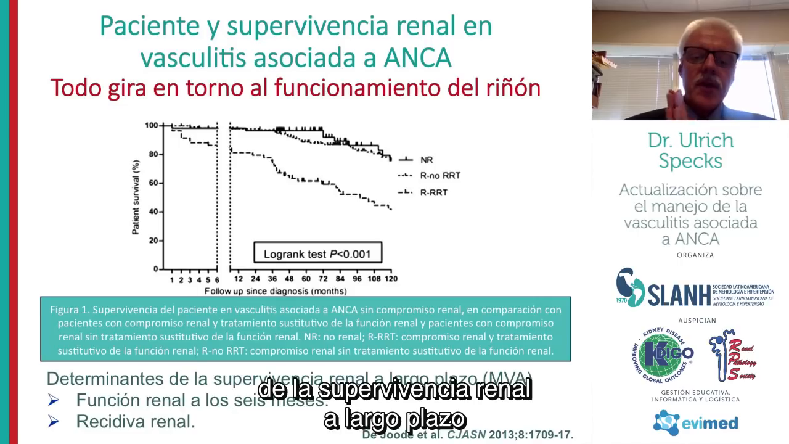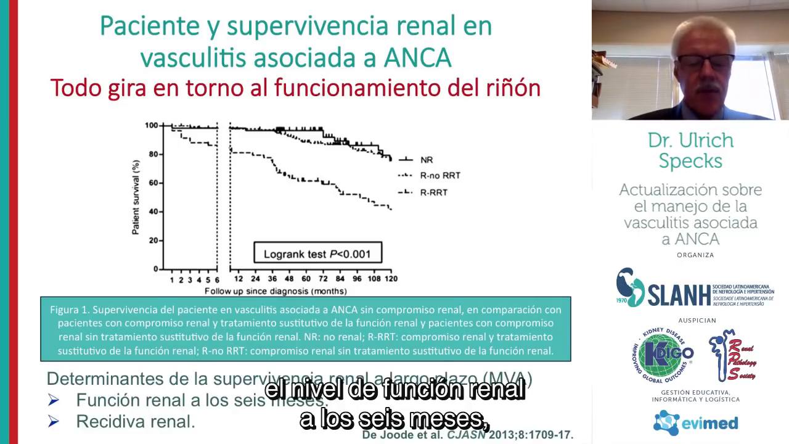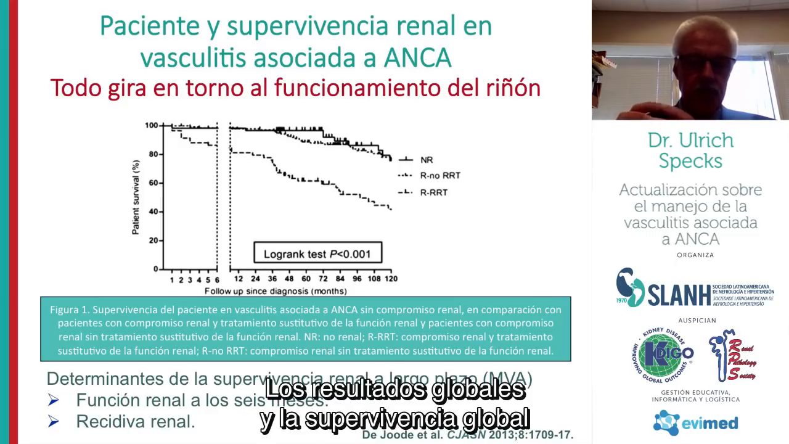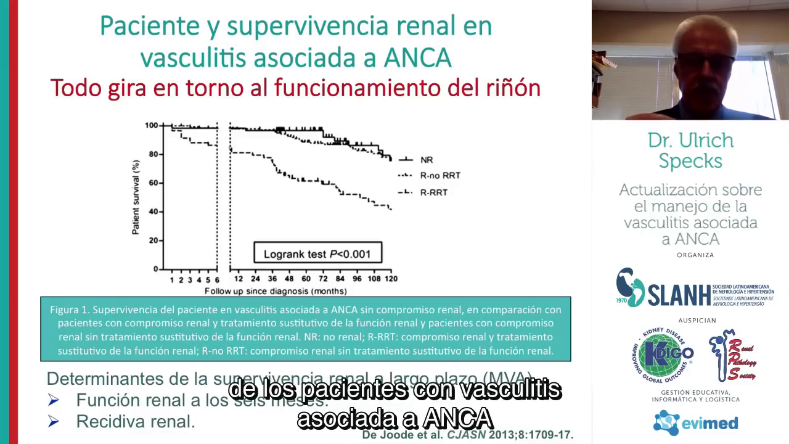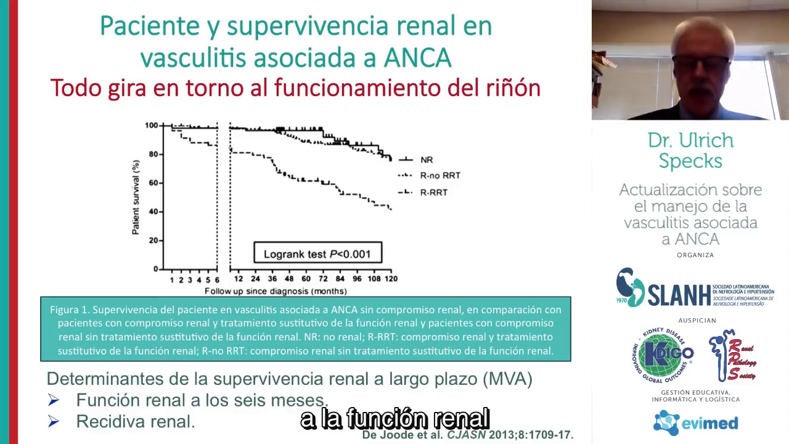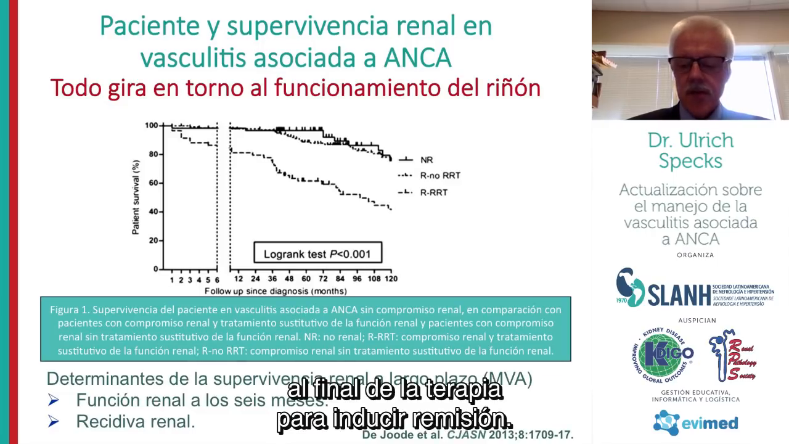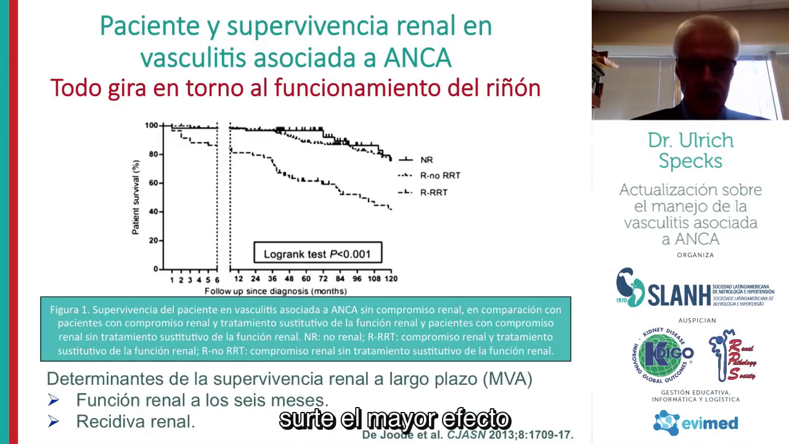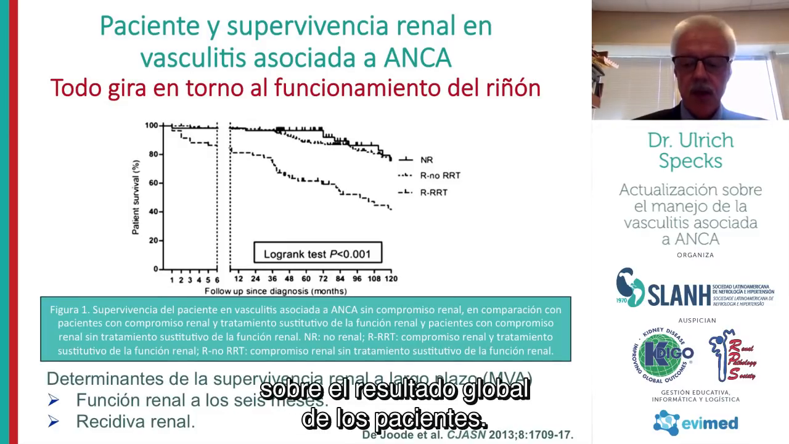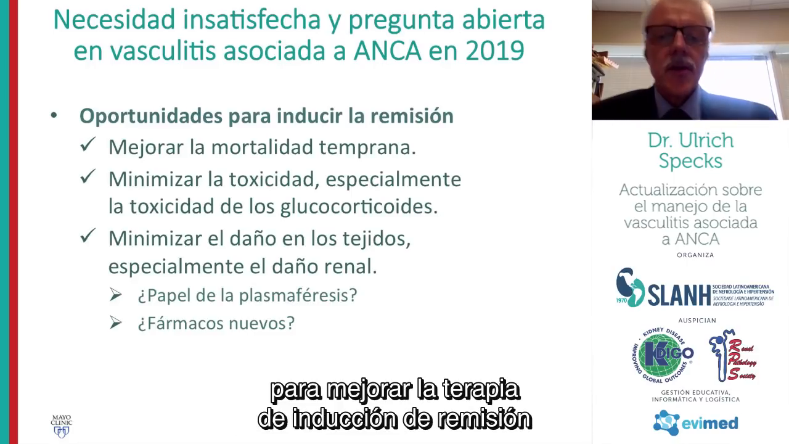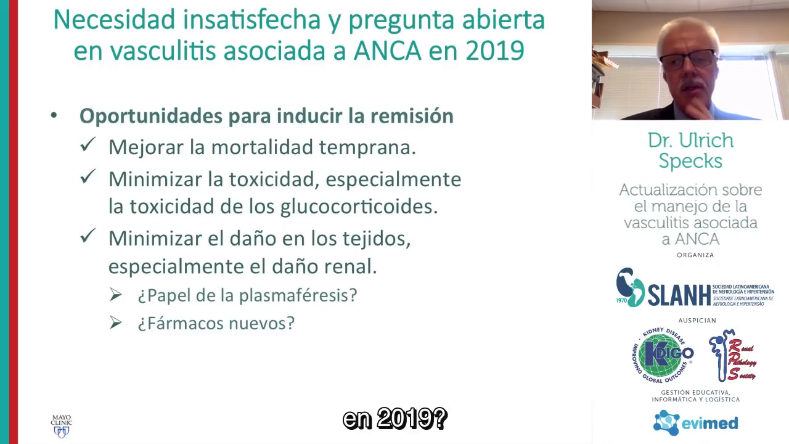So the determinants of long-term renal survival also were found to be the level of renal function at 6 months, as well as having suffered a renal relapse over the course of the disease. So the overall outcomes and overall survival of patients with ANCA-associated vasculitis is very clearly linked to the renal function at the end of remission induction therapy. So saving as much kidney function as possible, as early as possible, has the most profound effect on the overall outcome of the patients. So what are our opportunities for improvement of remission induction therapy in 2019?